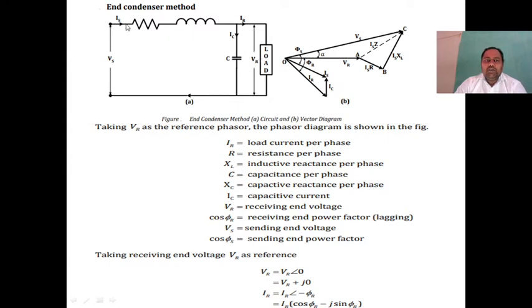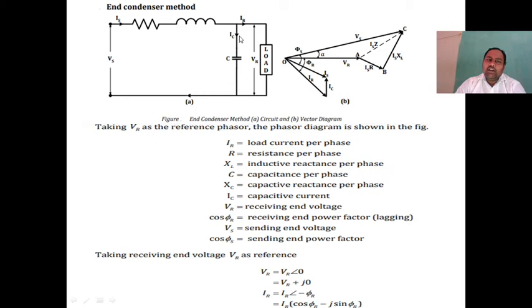There is a total impedance, with a resistance R and a reactance XL. There are two currents. The sending end current is the vector sum of IR plus IC. The total capacitance C is represented by the total admittance Y, so the charging current IC is equal to VR into Y.